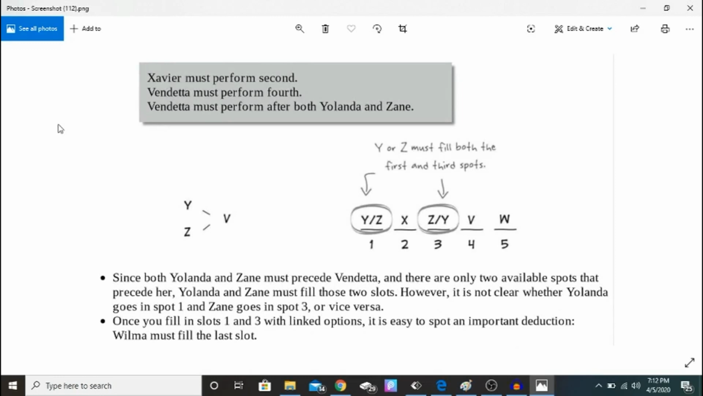Another form of options are the linked options. Linked options are a frequently used variant of normal options. It's very simple. If you know that two players must fill two specific slots, but you don't know exactly who fills each one, you should represent this situation with linked options. For example, Xavier must perform second. Vendetta must perform fourth. Vendetta must perform after both Yolanda and Zane. After symbolizing these rules, we know that Y and Z are before V, which has to be in the fourth slot. Since the second slot is filled by X, we know 1 and 3 can only be Z or Y, and we represent it as an option.